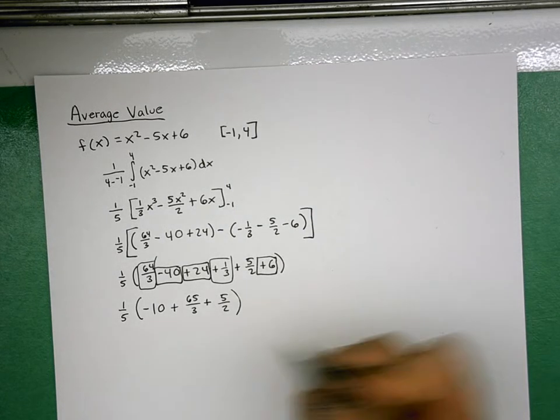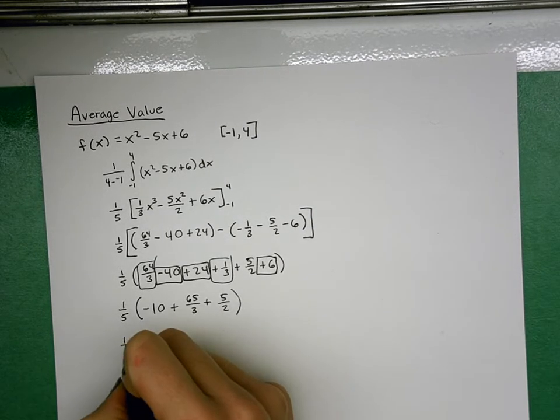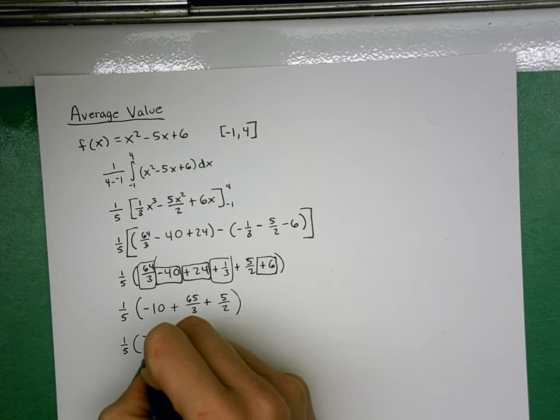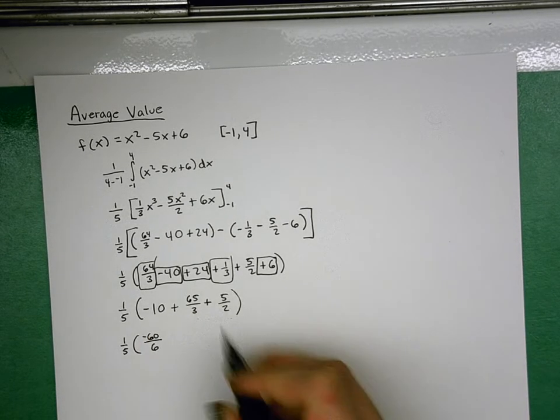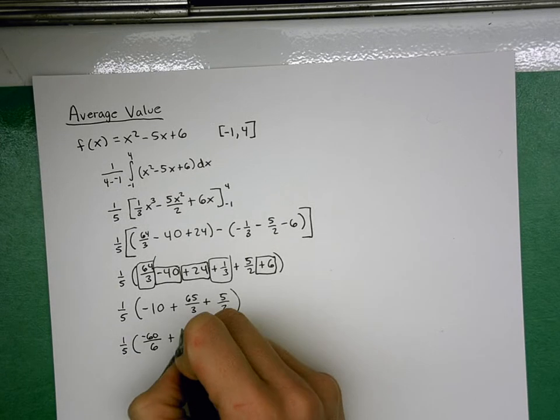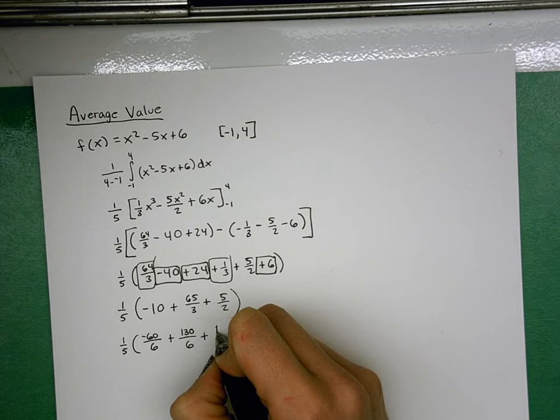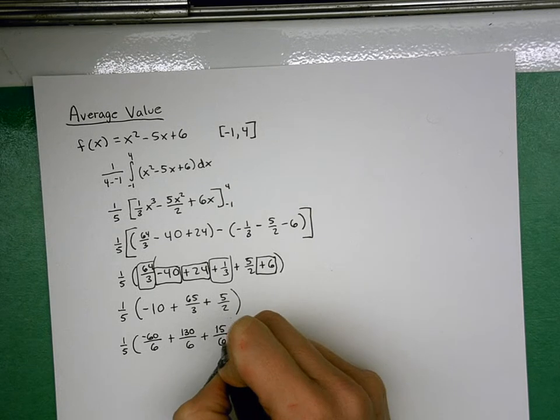Okay, and so it's at that point that I'm going to go ahead and find my common denominator. So common denominator is going to be 6, so we have -60 over 6. Multiplying top and bottom by 2, you have 130 over 6. Multiplying top and bottom by 3, you have 15 over 6.